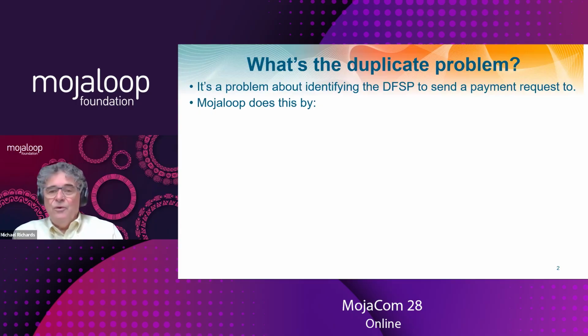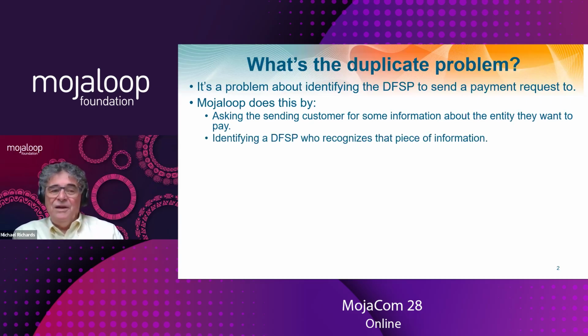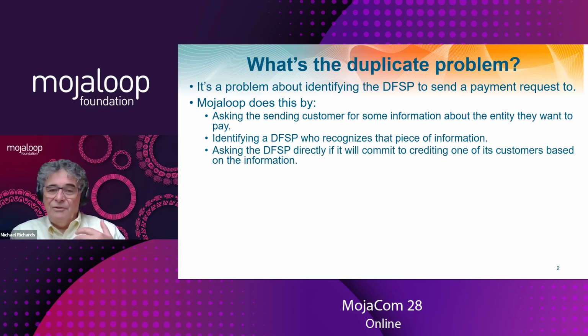Now, we do this by asking the sending customer for some information about the entity that they want to pay. And then we identify a DFSP, an account holding institution, which can recognize that piece of information. We then go directly to that DFSP and we ask if it will commit to crediting one of its customers based on that information. So let's suppose, for instance, we are looking at a phone number.